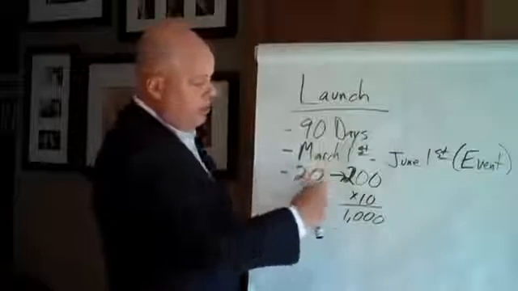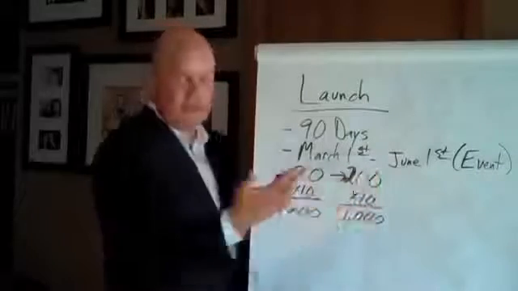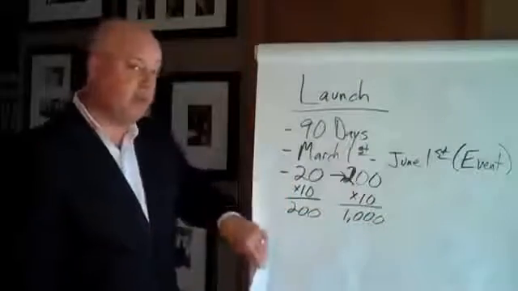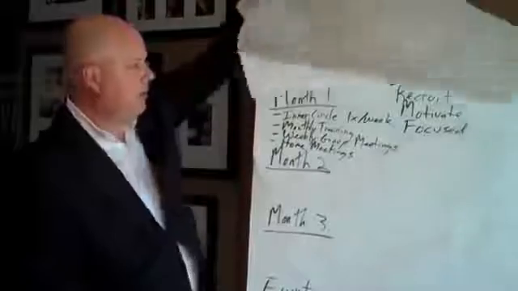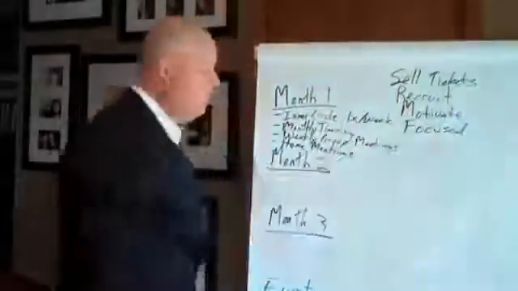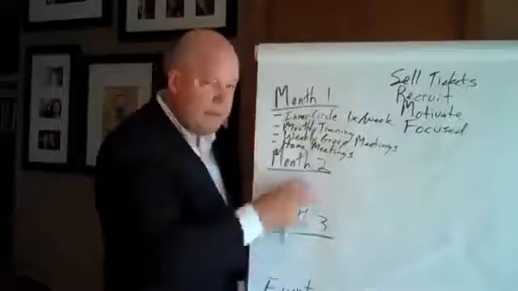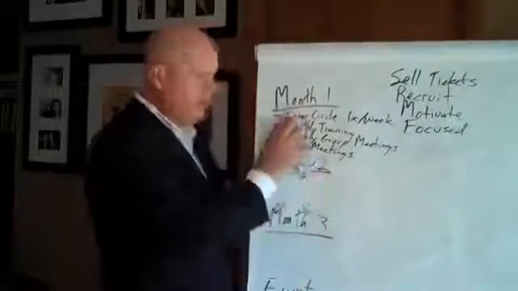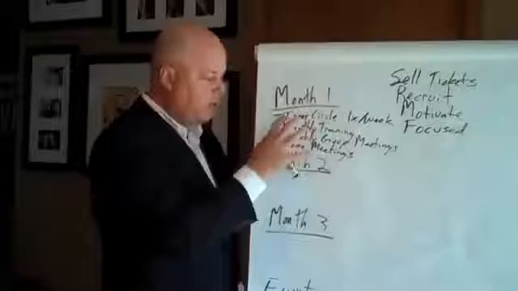If you sponsor 20 and each of them sponsor 10, you can sell 10 tickets to each one of those people, and their job is to fill it up. That's 1,200 people. And then you have to map it out. You have to map out exactly, day by day for 90 days, what you're going to be doing. Week by week, month by month.